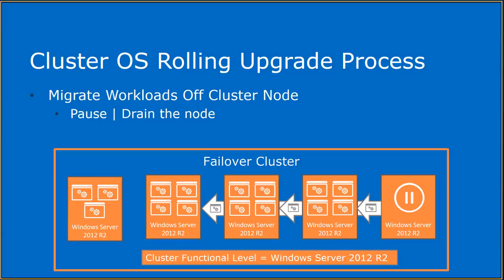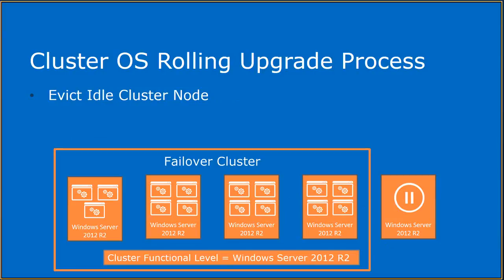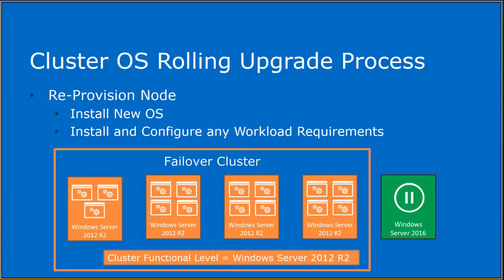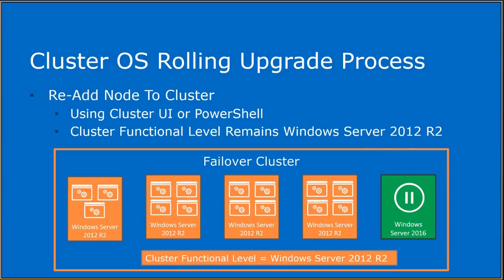Now once that node is drained, we're going to kick it out of the cluster. We're going to upgrade it to Windows Server 2016. And then we're going to add it back into the cluster. And again, this was the big change from last time. In the older version, you couldn't add this mixed mode back into a cluster. All of the nodes had to be the same. Now we still have a single cluster, yet one of the nodes is 2016.